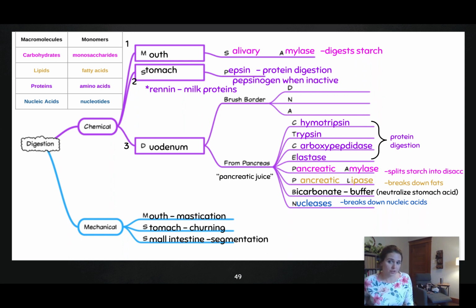Remember, the liver's only digestive function is creating bile, and then the gallbladder stores it and releases it. Its job is to emulsify fats, breaking the fats down into smaller chunks. And so that's an important role too. I don't have it included on here because it's just the one thing. All right, we'll talk about the brush border in another video.